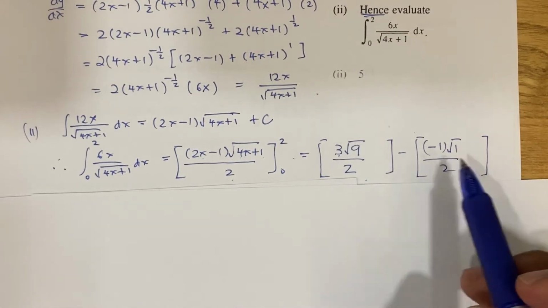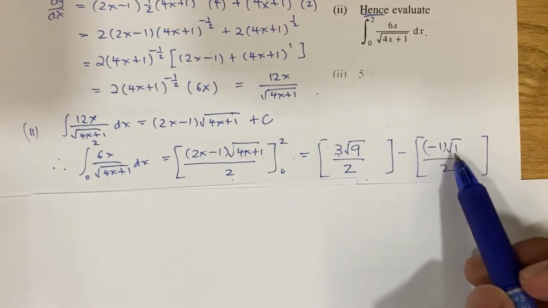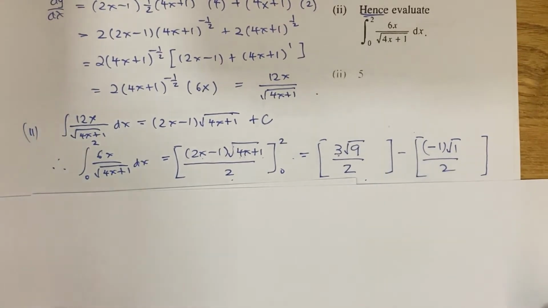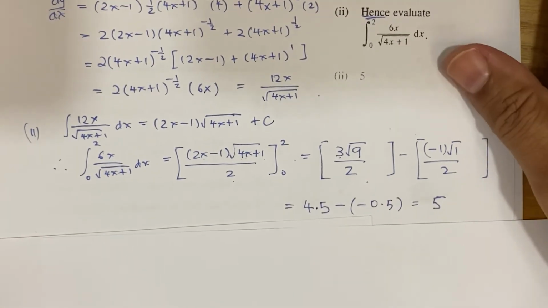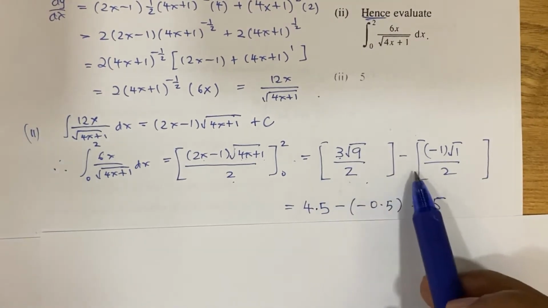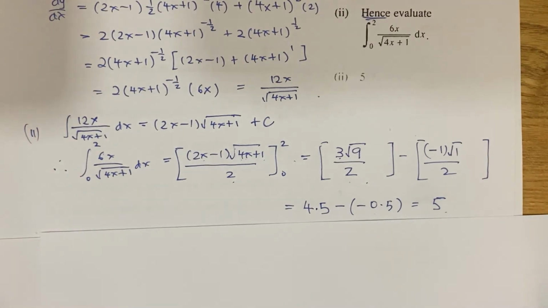And in a similar fashion, if it's 0, this is going to be negative 1, and this is going to be square root 1 over 2. Please take note that this is a difference, a minus here. So when we evaluate this, we're going to have this. This is 4.5. This is minus, this is negative 0.5. We're going to get 5. Okay. Now that's how we do example 22.